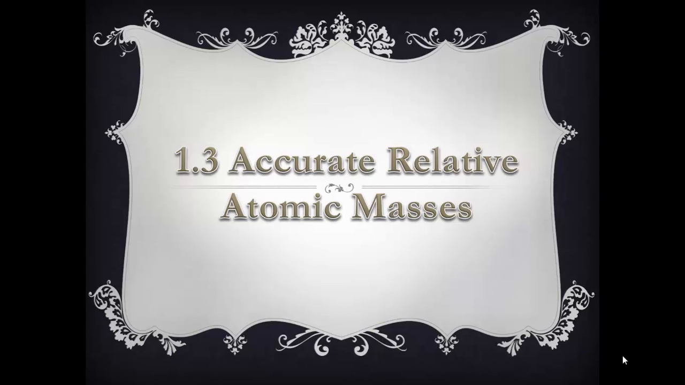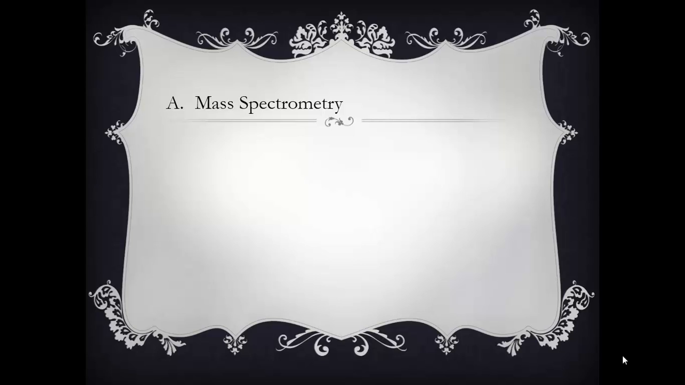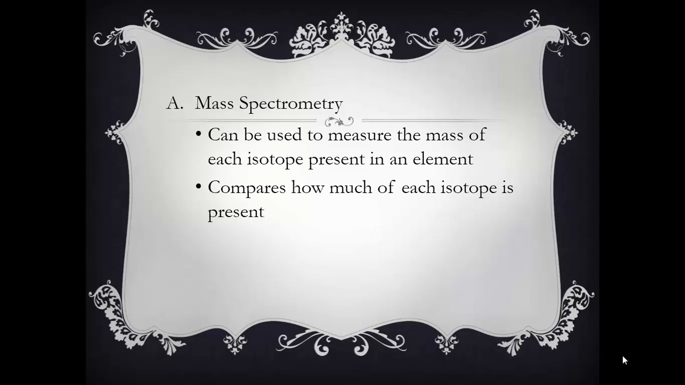Okay, this is 1.3 and 1.4. 1.3 deals with atomic mass and basically its relative atomic mass and how it is found and calculated. So, a mass spectrometer is used to measure the mass of an isotope, and we'll compare that mass of each and break apart the isotope and see how much of that isotope is present in that sample.